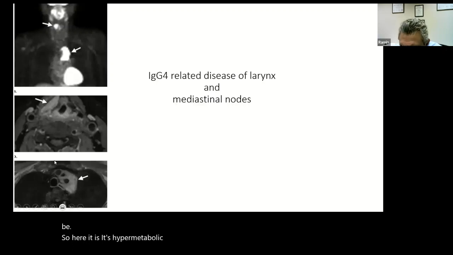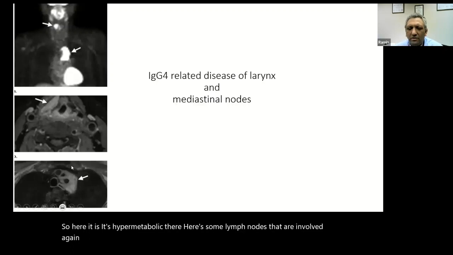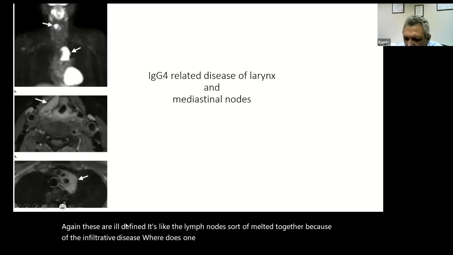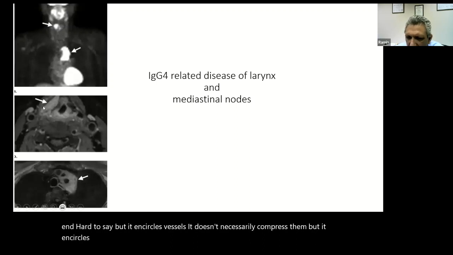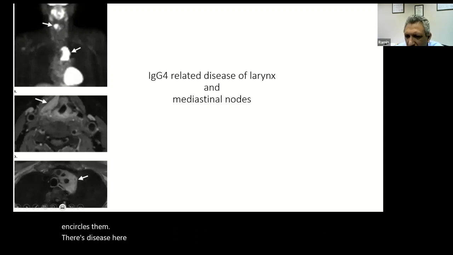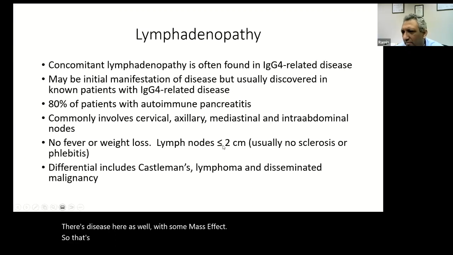Here are some lymph nodes that are involved. Again, these are ill-defined. It's like the lymph nodes sort of melted together because of the infiltrative disease. Where does one lymph node start and one lymph node end? Hard to say, but it encircles vessels. It doesn't necessarily compress them, but it encircles them. And there's disease here as well with some mass effect. So that's what we expect from that.